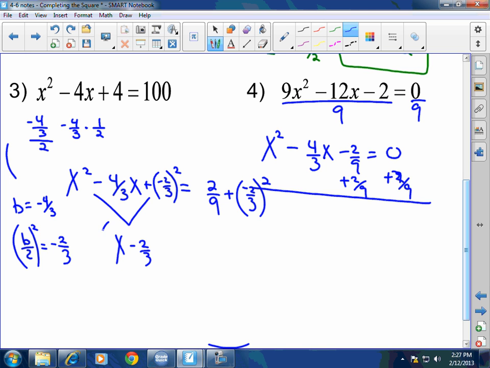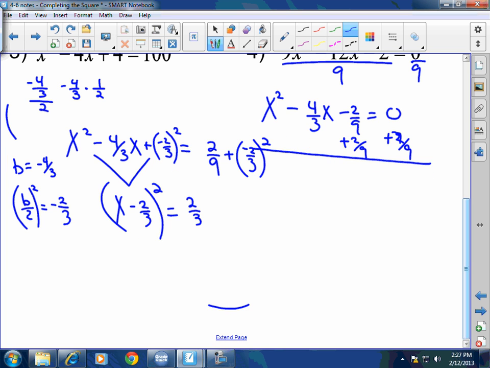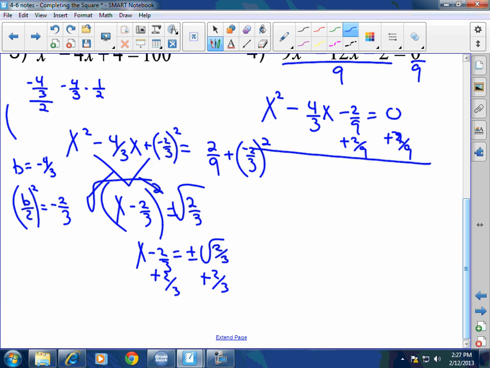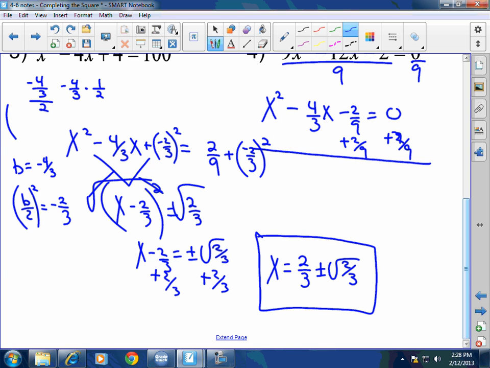X minus 2/3 squared equals 2/3 squared, which is 4/9, plus 2/9 is 6/9, which is 2/3. Now, take the square root of both sides. X minus 2/3 equals plus or minus square root of 2/3. Add 2/3 to both sides. And x will equal 2/3 plus or minus the square root of 2/3. And that is your answer.